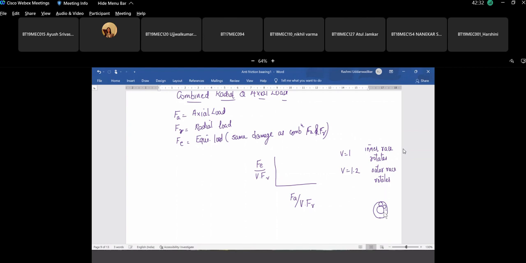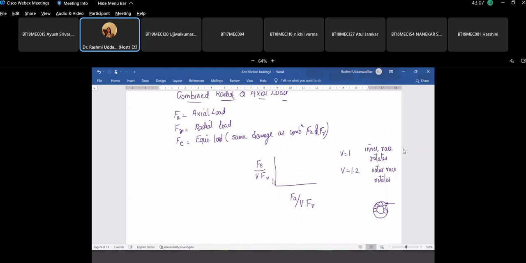If this is a ball bearing, what is this known as? The hollow circular disc outside the balls, what is this known as? Outer race, and the inner ring is known as inner race. That is the definition of outer race and inner race. Inner race is connected to the shaft and the outer race is connected to the support.